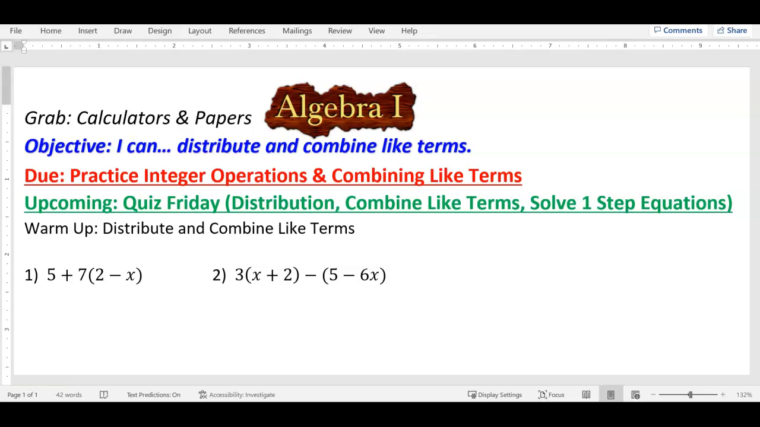So, third day of warm-ups. You should have your third objective and your third warm-up written down here. These are just like what we did yesterday, okay? So what are my order of operations? What do I always start with?